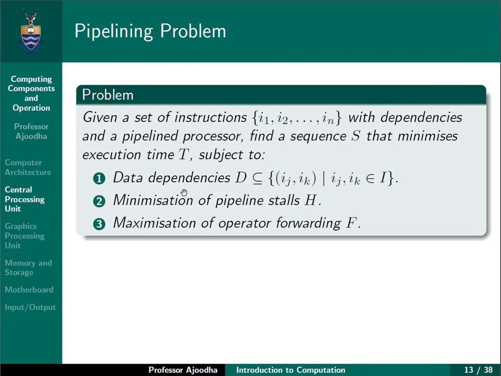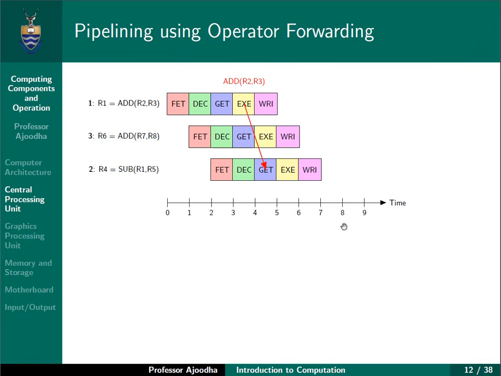So here's one of the most difficult problems in computer science, and I've introduced you to many of them already. Given a set of instructions, I1, I2, I3, all the way to IN. These are all instructions, like in the previous examples where we looked at 3 instructions. You can also have n instructions, some finite set of instructions. And each instruction has dependencies in the pipeline processor. So the problem is to find a sequence S, an ordering of these instructions, that minimizes the execution time T. Remember we had 9 units and then we had 7 units and we even saved more time here and there.